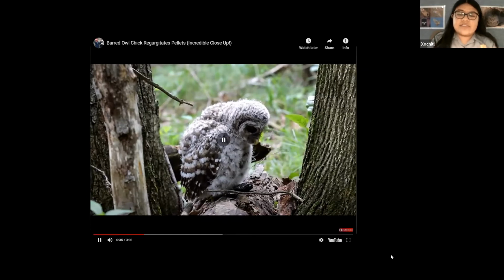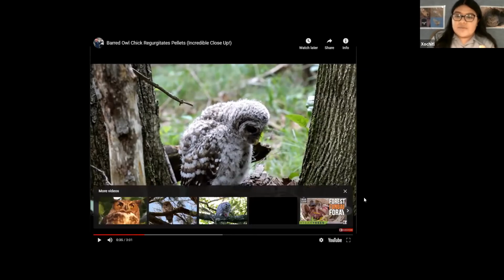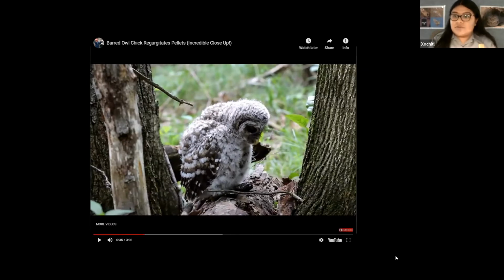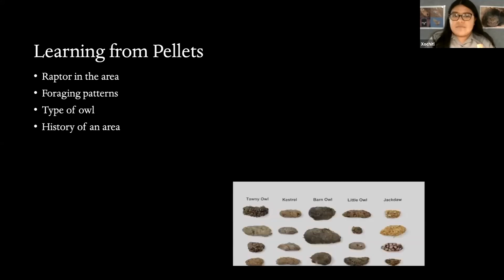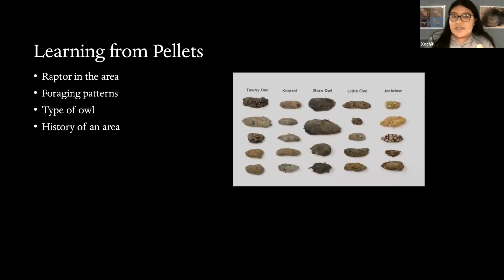So as you can see, it's regurgitated pretty fast and almost right away. You may also be wondering, why are pellets studied, or what can we learn from pellets? It's a good indicator of if there's a raptor in the area. It also helps scientists determine the foraging patterns in raptors, or what type of raptor is in your area.